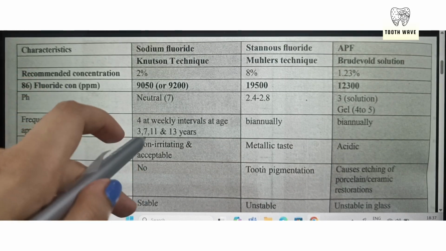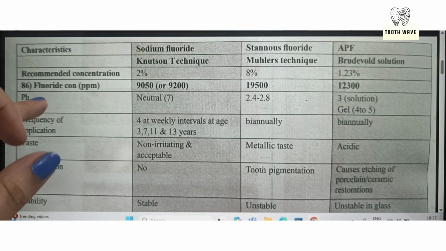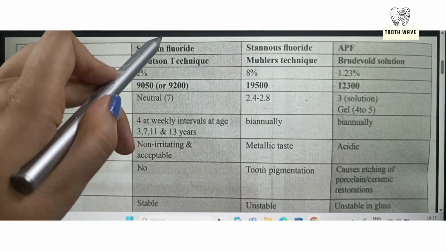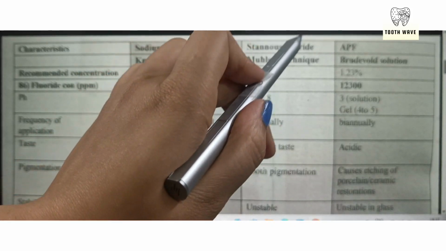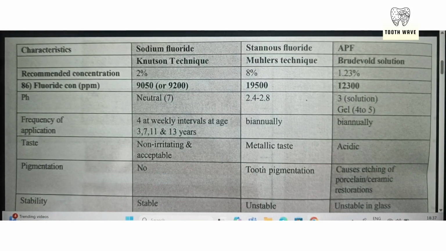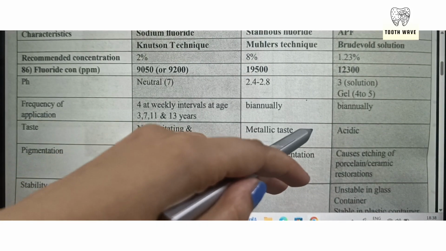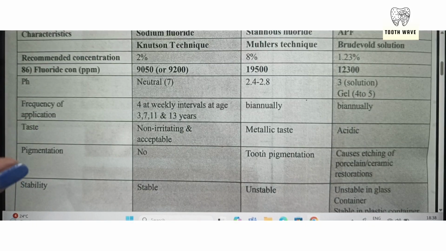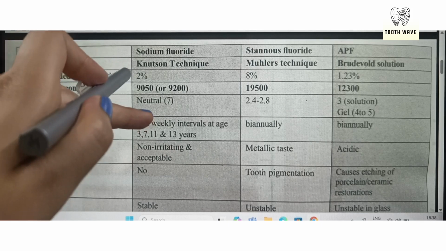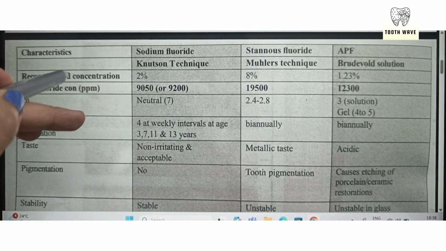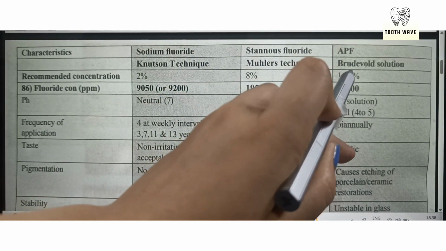You will have to remember this very important chart which you can see on the screen. You can see here sodium fluoride, NaF, stannous fluoride, SnF2 and APF gel. I'm telling you again and again that this is a very important chart. You have to remember this chart as it is. Knudsen technique has 2% recommended concentration, Mueller technique 8% and Brudevold 1.23%.